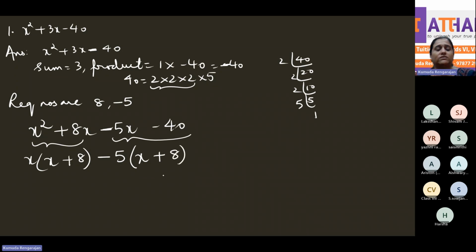Minus into plus is minus. 5 8s are 40. We did this in the last class. Minus 5 into x is minus 5x. Minus 5 into plus 8, minus into plus is minus, 5 8s are 40. Now, the terms inside the bracket will be the same. X plus 8, x plus 8. Write it once and gather the remaining terms, x minus 5.